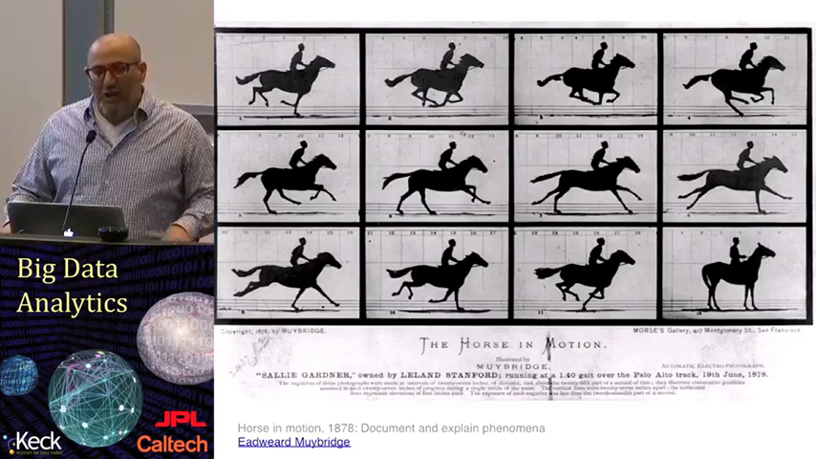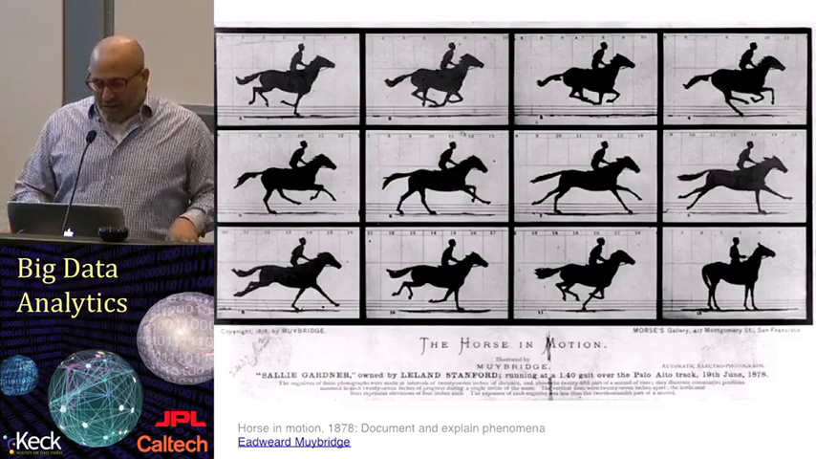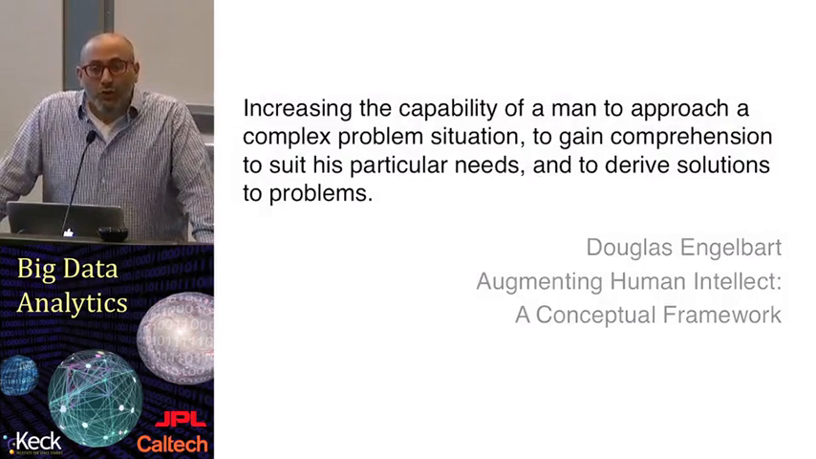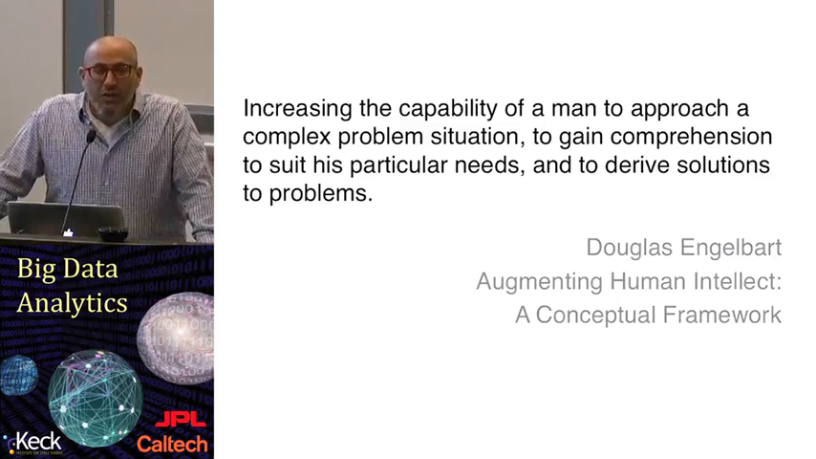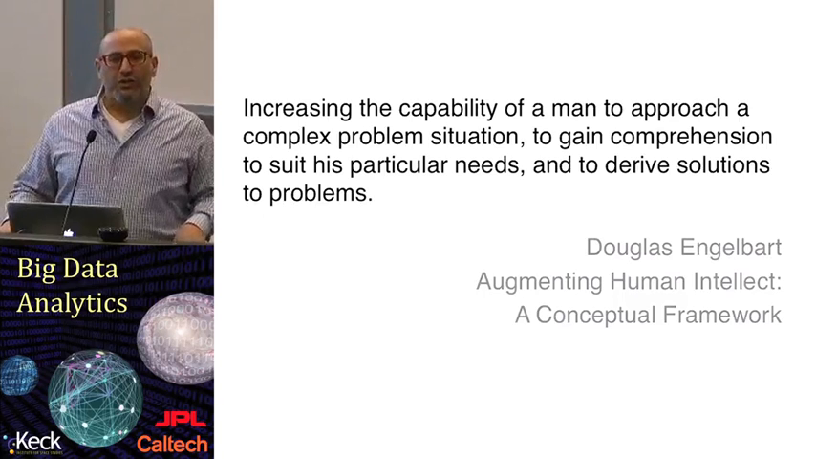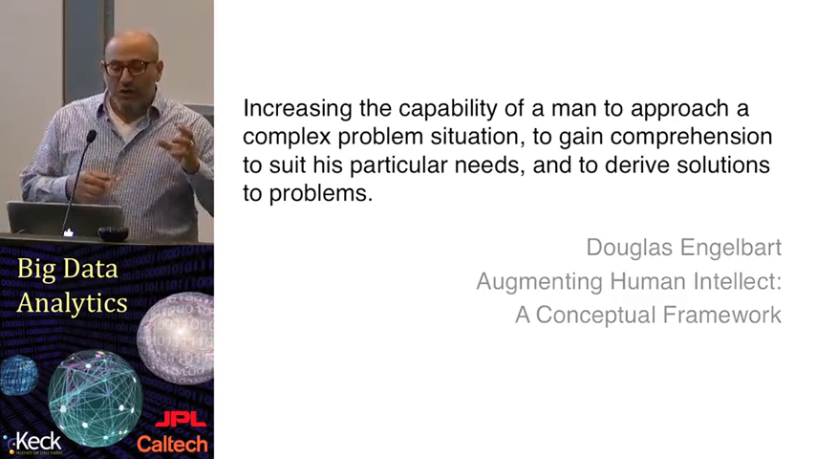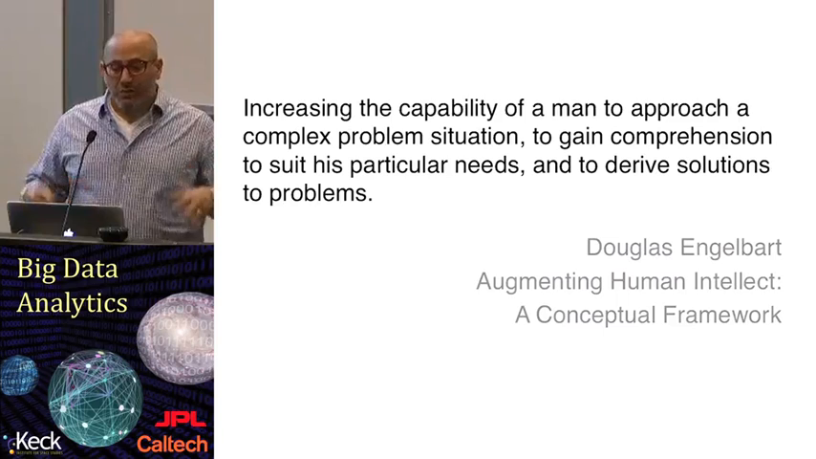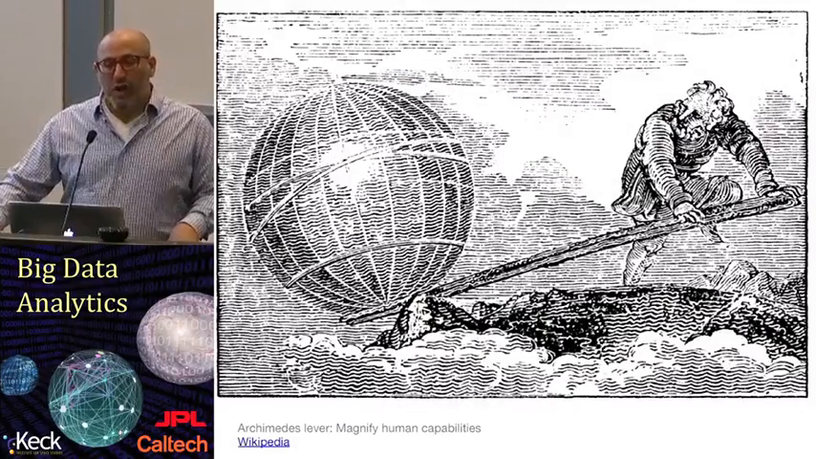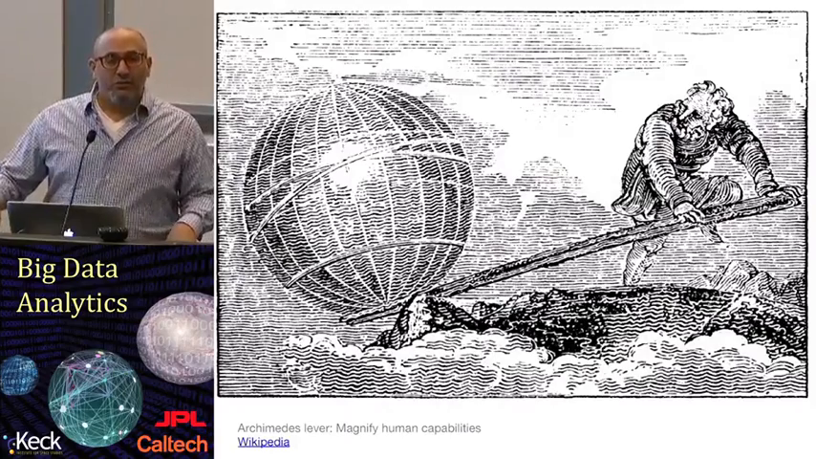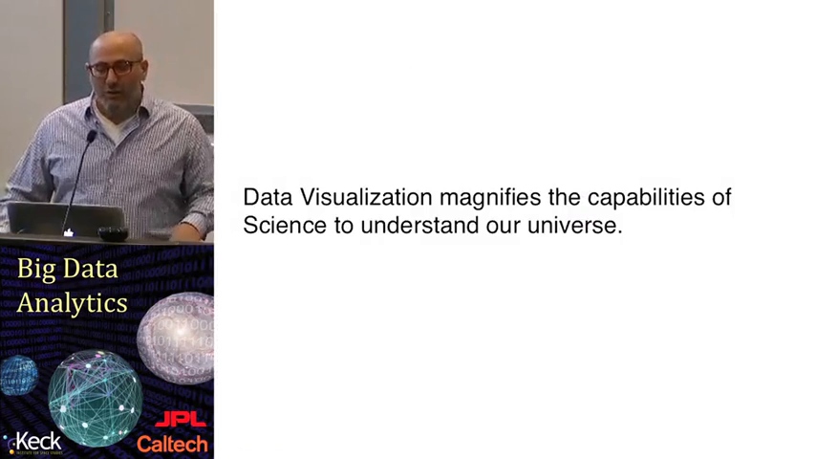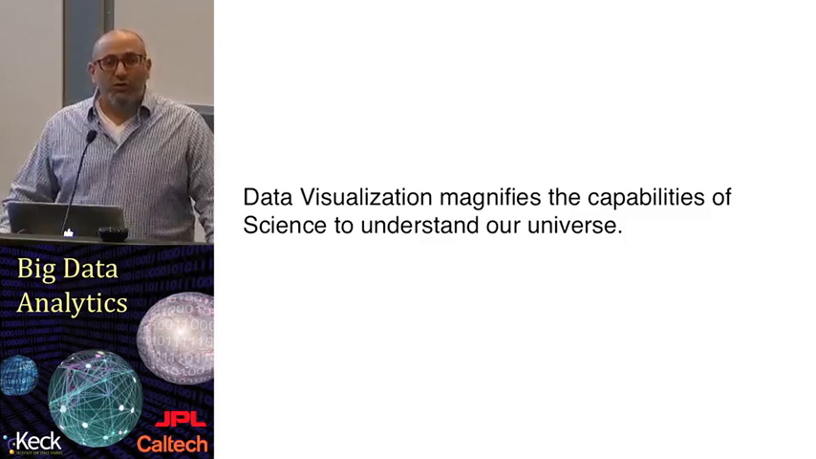So visualization provides an amazing capability. And the way that I like to summarize it is to look at Doug Engelbart, Turing Award winner Doug Engelbart's description of what he thinks computing might be able to accomplish. And it's not to try and replace human intelligence, but rather to increase the capability of humans to understand complex problems and derive solutions. Effectively, what he is saying is computing provides a lever that is rarely accessible through other media, and that data visualization magnifies our ability to understand science and ultimately the universe.